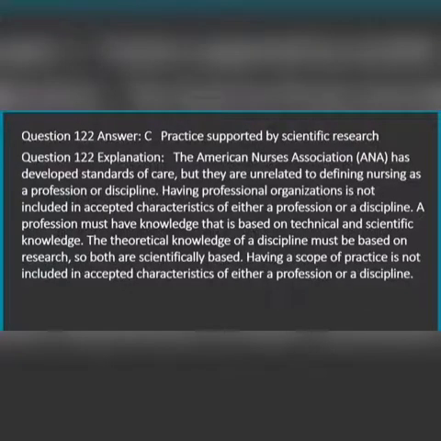Question 122. Explanation: The American Nurses Association, ANA, has developed standards of care, but they are unrelated to defining nursing as a profession or discipline. Having professional organizations is not included in accepted characteristics of either a profession or a discipline. A profession must have knowledge that is based on technical and scientific knowledge. The theoretical knowledge of a discipline must be based on research, so both are scientifically based. Having a scope of practice is not included in accepted characteristics of either a profession or a discipline.